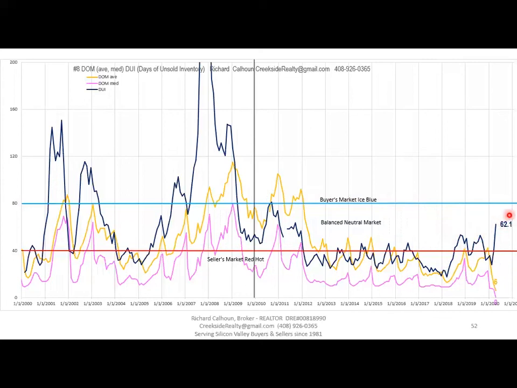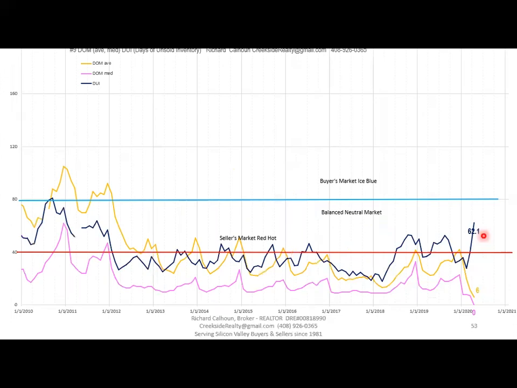Right now we're at 62.1, which really is not that bad. That means it would take 2 months to sell every single property on the market, if the rate of sales stayed constant and no new listings came on the market. That's not bad. We're pretty blessed in Silicon Valley, typically, with a very strong marketplace. And again, this is going back for 20 years. Here's the same data going back for 10 years.